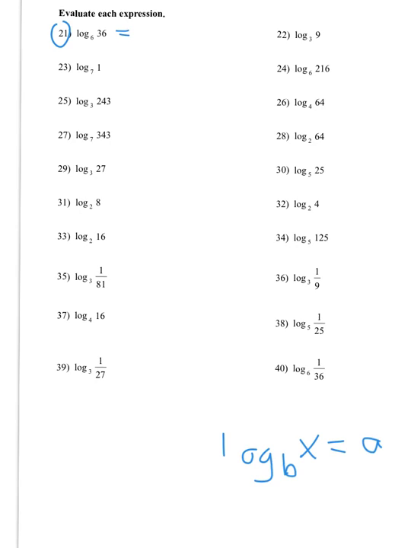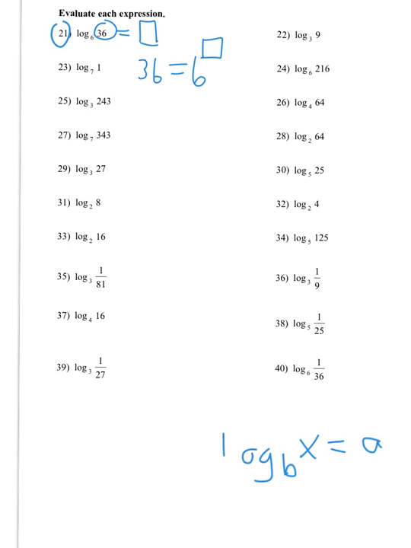Okay, this is equal to, we're trying to find this a over here. If we think about converting from logarithmic form to exponential form, we're saying 36, and I'm going to put an empty box over here. We're trying to figure out what the log of 36 in base 6 is. So we're trying to figure out the exponent that goes on the base of 6 to get 36. So 36 is equal to 6 to what power?